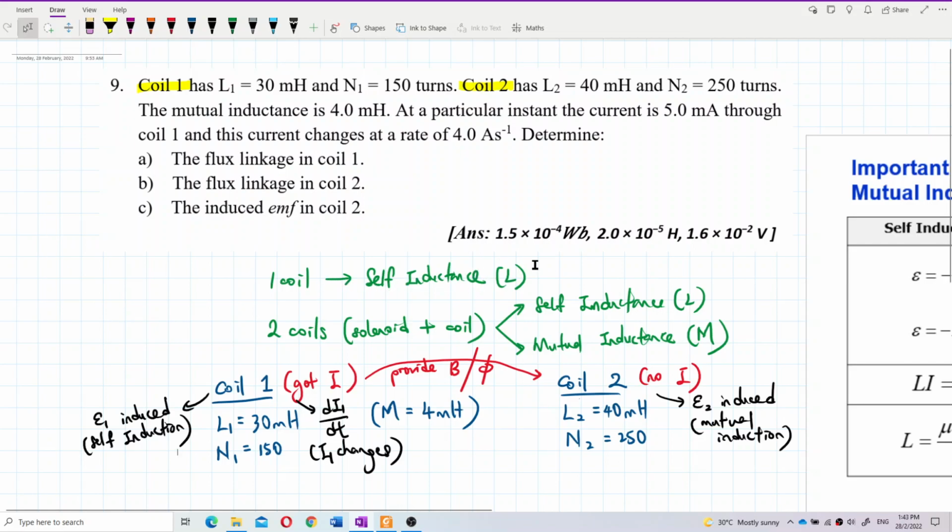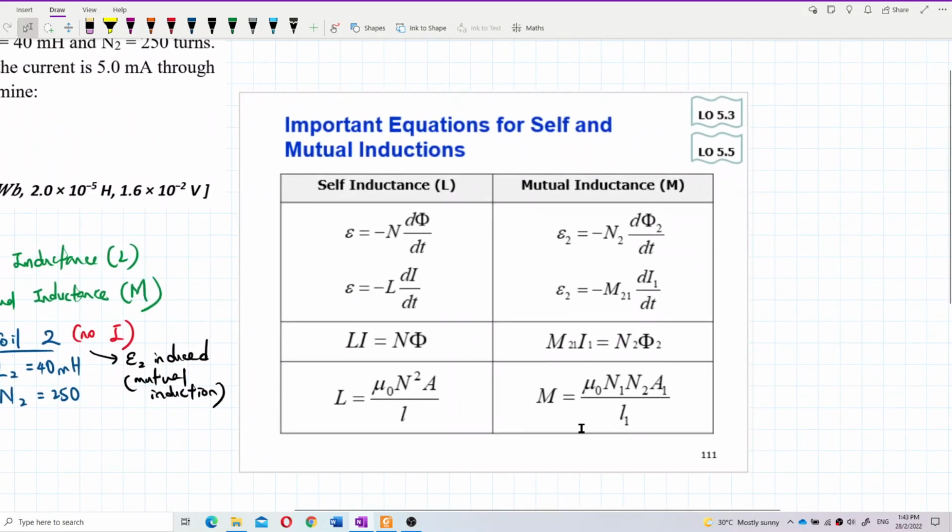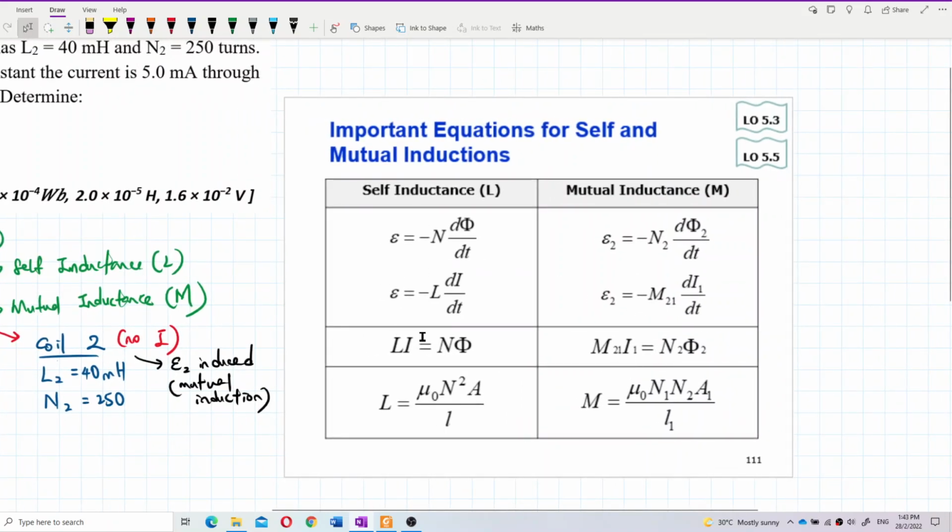Understand? Okay, and the formula to do it is this formula in the notes. Self-induction and mutual induction, the formulas are almost the same. Just L changes to M. Mutual induction has subscripts, like 2, 1 and 1, 2. But self-induction has no subscript because it happens in its own coil. This one happens across two coils. So this one has a subscript, this one has no subscript.